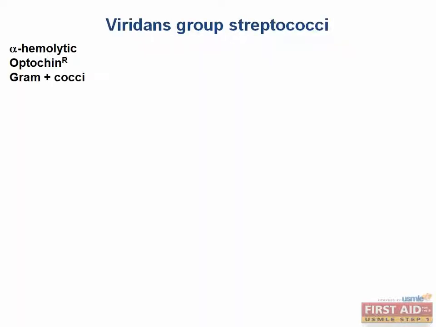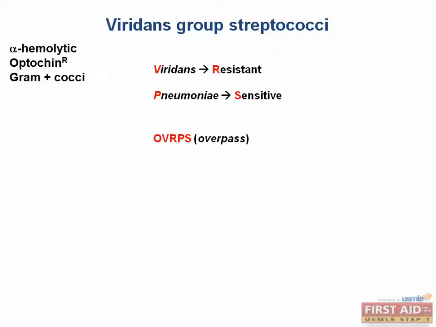Viridans group streptococci are alpha hemolytic, optochin resistant, gram-positive cocci. Remember, optochin resistance is what distinguishes viridans strep from strep pneumonia. Do you remember the mnemonic? Overpass. Another useful mnemonic is that viridans lives in the mouth because it is not afraid of the chin, which looks and sounds an awful lot like optochin.